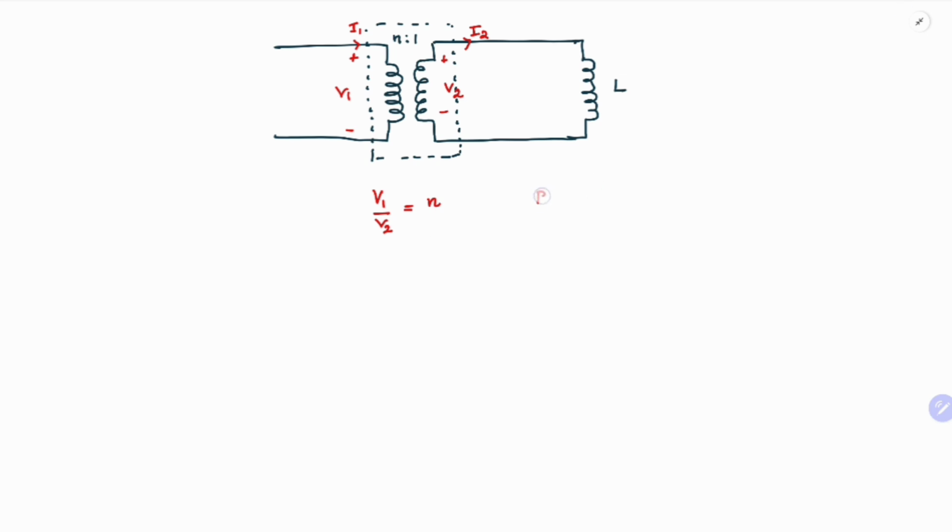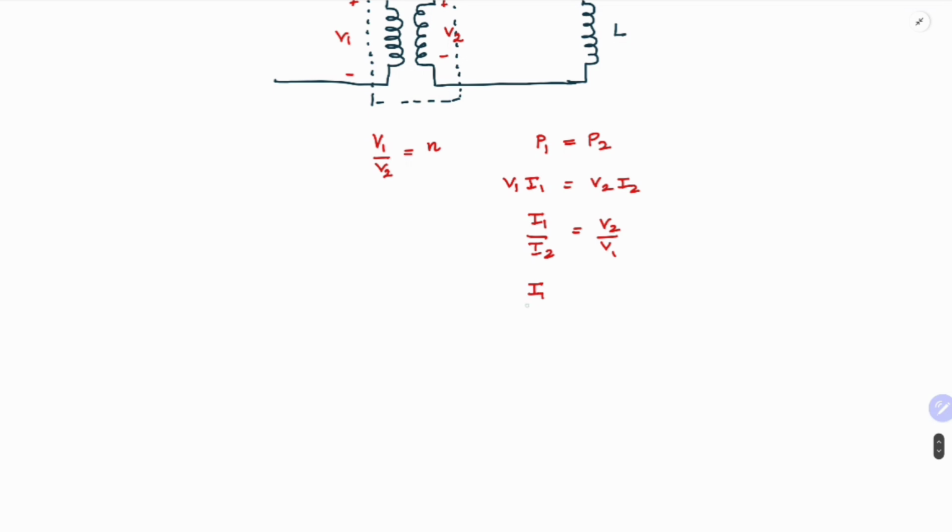And the important thing is power is gonna be same, right? Why is this? Because this is a passive element. Transformer only transforms the energy, it doesn't create any energy. So power is gonna be same, which means that V1 I1 is equal to V2 I2. So I1 by I2 is equal to V2 by V1. So I1 by I2 is equal to 1 by n. Okay, so these are the two important things we need to know.